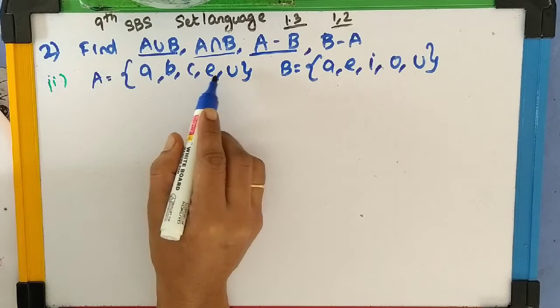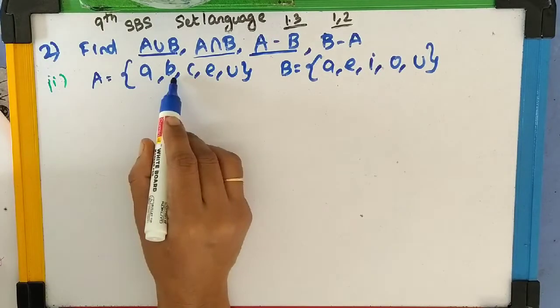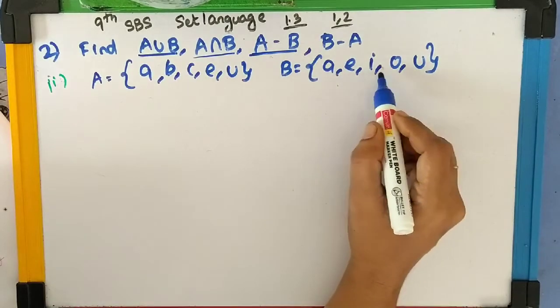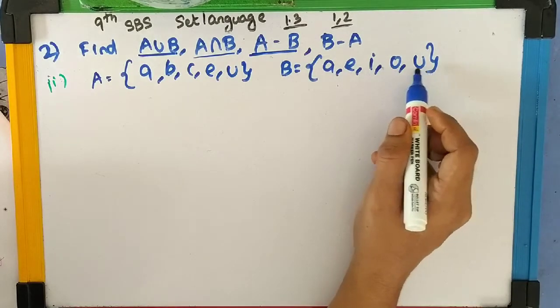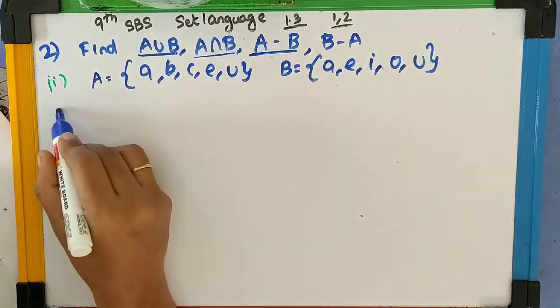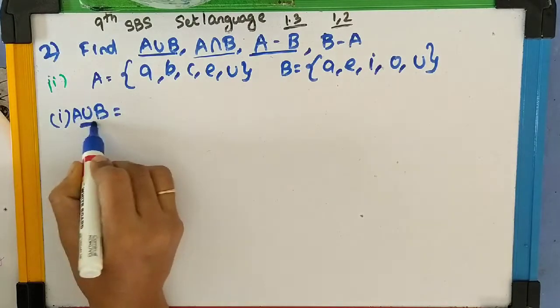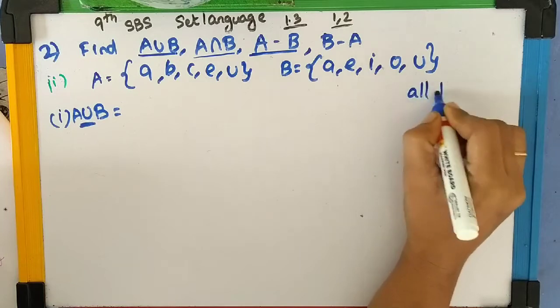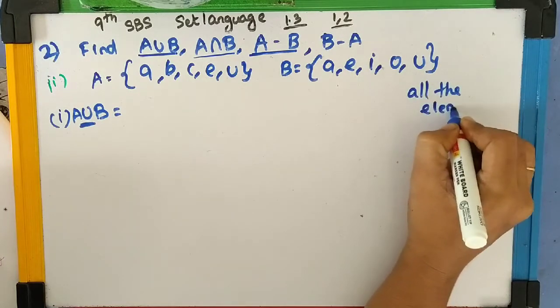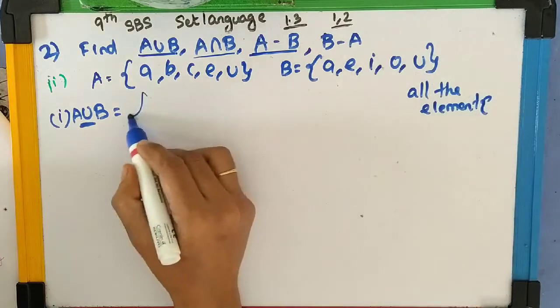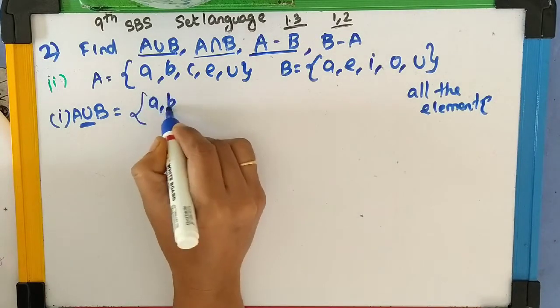Here A is equal to {A, B, C, E, U}. B is equal to {A, E, I, O, U}. Here we have to find A union B. What is A union B? All the elements in A and B, and the one condition is we have to write the common elements only once. So what is A union B?